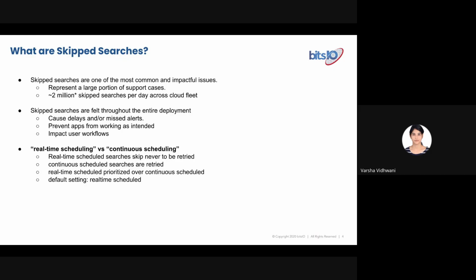On the other hand, continuous scheduling behaves in a different way. If a search is skipped for any reason, maybe due to resource constraints or system load, Splunk will actually retry that search later. It won't abandon the search, but it will try to make sure that the skipped run still executes. So this is the difference between real-time scheduling and continuous scheduling.